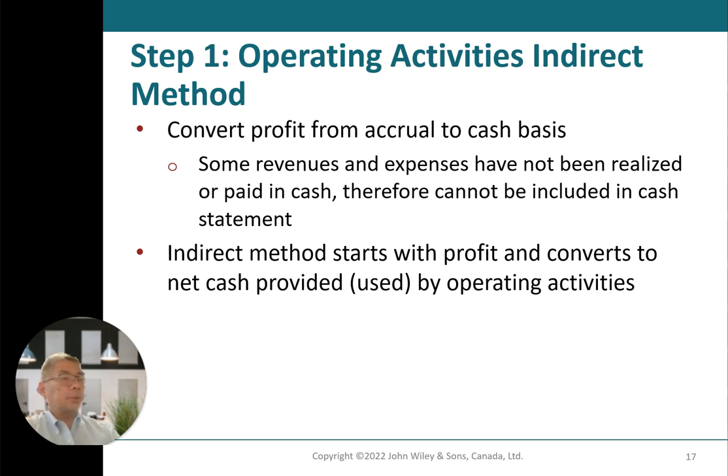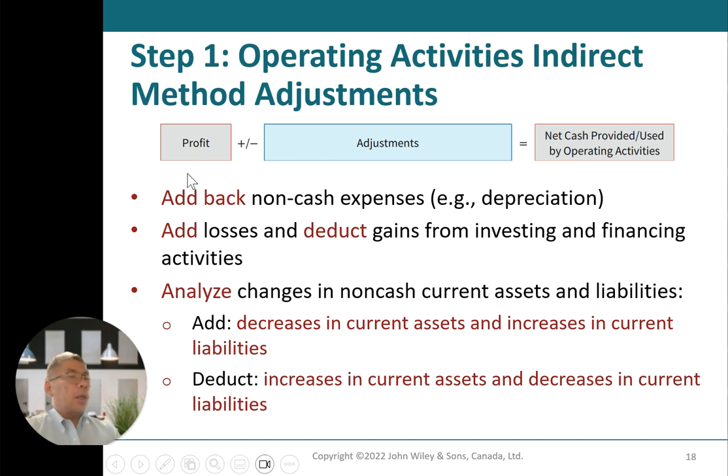In terms of step 1, operating activities, indirect method, convert from accrual to cash basis. Some revenues and expenses have not been realized or paid in cash, therefore they cannot be included in the cash statement. The indirect method starts with profit and converts it to net cash used by operating activities. And this is the first one. The operating indirect method: profit plus or minus adjustments equals the net cash provided or used by operating activities.